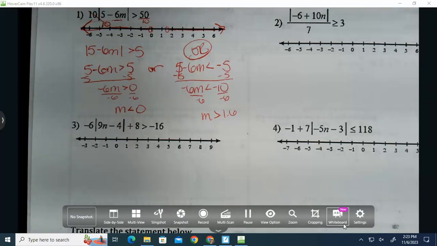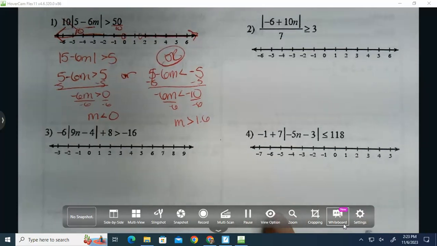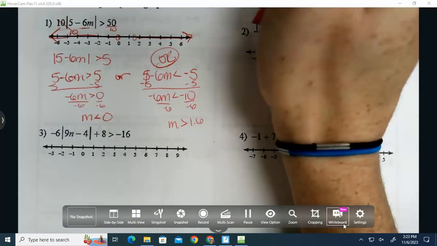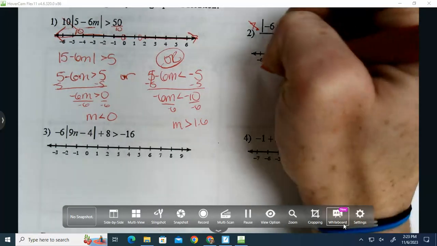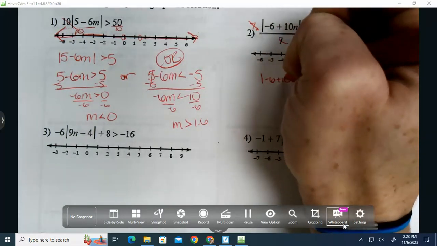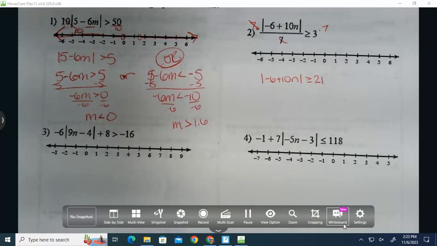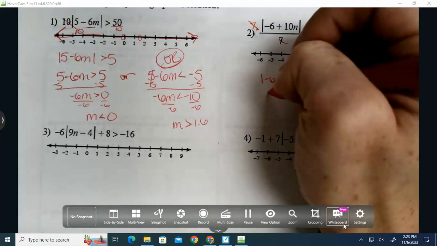All right. Are we okay on that one? Let's talk about number 2 together. What would we have to do first? Times 7, because we have to get the absolute value by itself. So I have the absolute value of negative 6 plus 10n greater than or equal to 21. All right, so and or or. Or. So two separate problems.